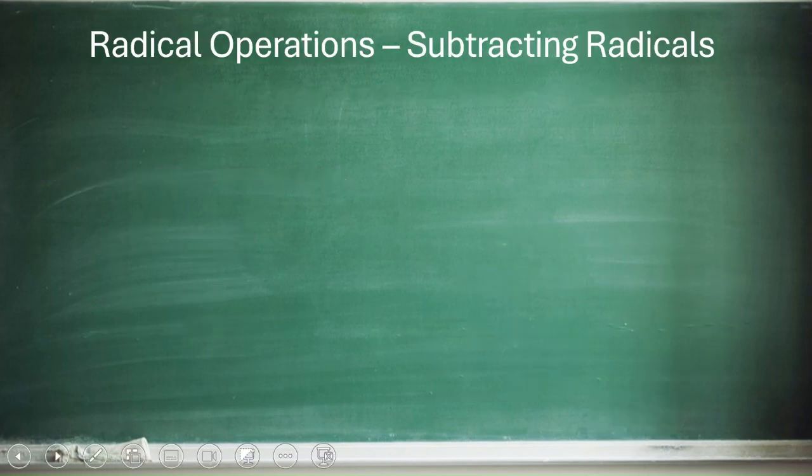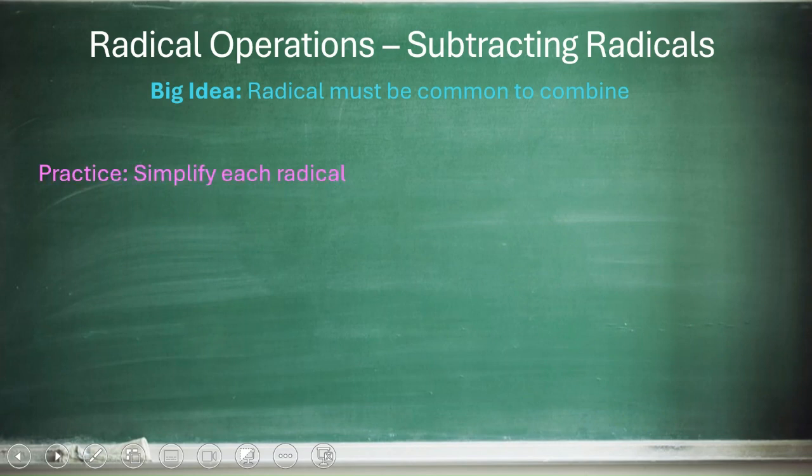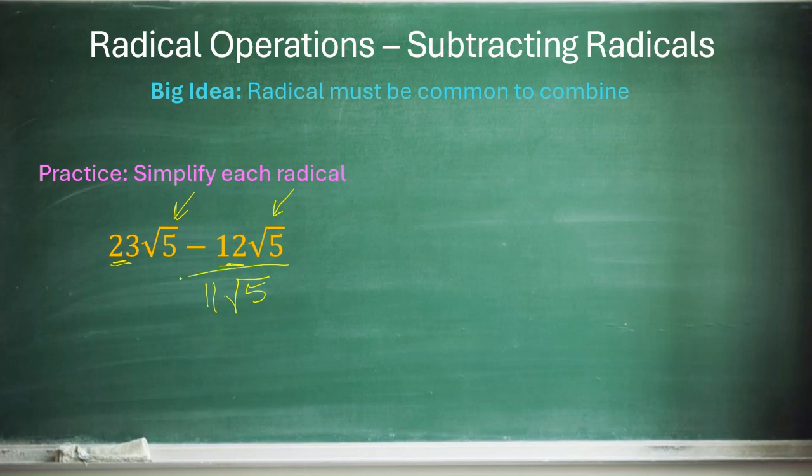Okay, that is adding. Let's look at subtracting radicals, and no big surprise here. The big idea is still the same. We have to have a common radical, similar to subtracting fractions, very similar to how we add fractions. You have to have a common denominator. So it's pretty straightforward. We have root 5 in both of these terms. That means all we're going to do is combine the coefficients, and then we keep root 5. So I'm going to even just start by writing root 5 here. And we're just going to say 23 minus 12, and that is 11. So our simplified answer here is 11 root 5.